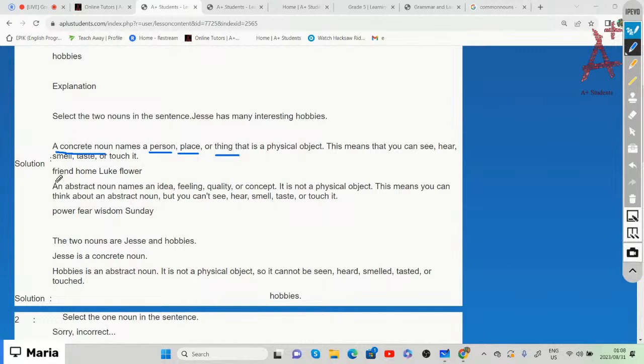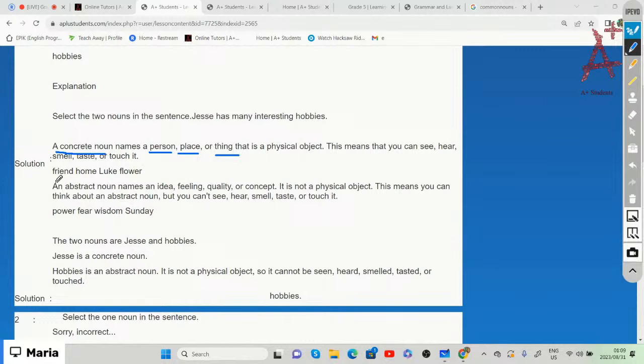Sunday, right? Sunday is a day of the week. That is not a physical object, but it is a day of the week, right? It is another day that comes after Saturday, but it's not like you can say, I can see Sunday, because we don't see Sunday from where Wednesday is. Because if today is Wednesday, we can't see Sunday, right? But we know after Saturday will be Sunday.